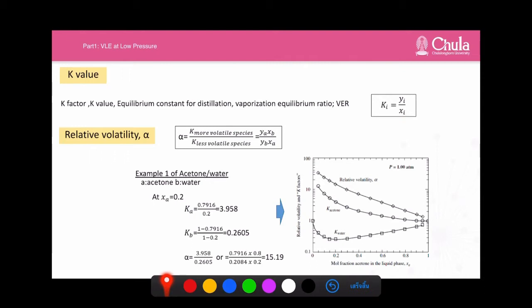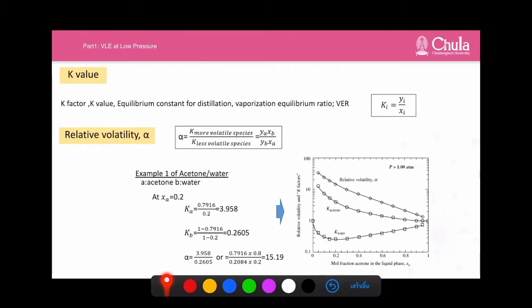okay, where we write the relationship between y and x. You know, yi is the mole fraction of component i in vapor phase, and xi represents the mole fraction of component i in liquid phase. The ratio between y and x we call ki. So ki is the ratio of yi and xi.